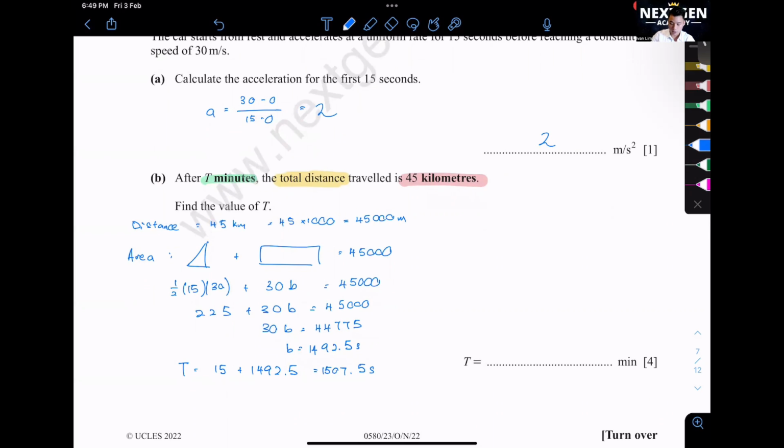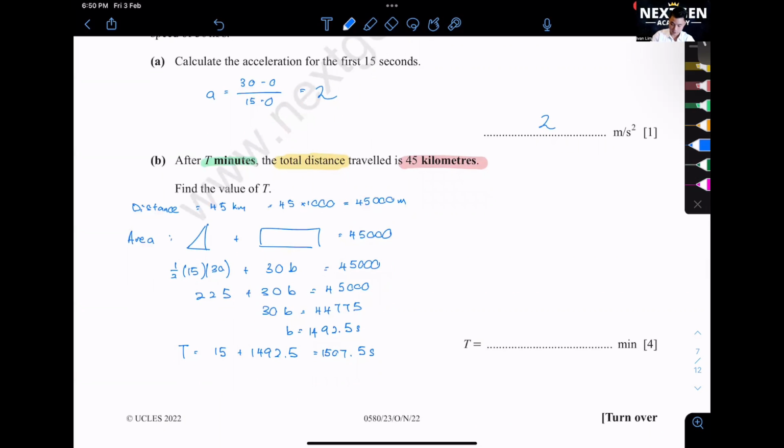1507.5 seconds. How do I change seconds to minutes? We divide it by 60. So 1507.5 divided by 60 is 25.125 minutes.